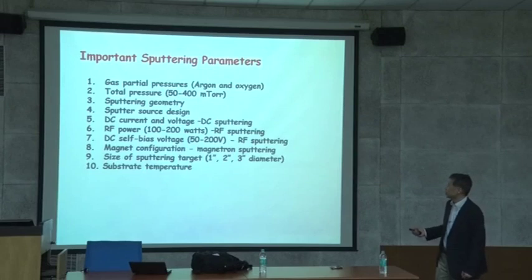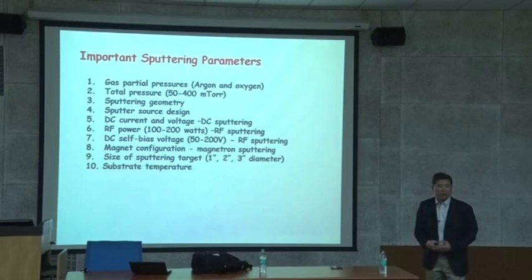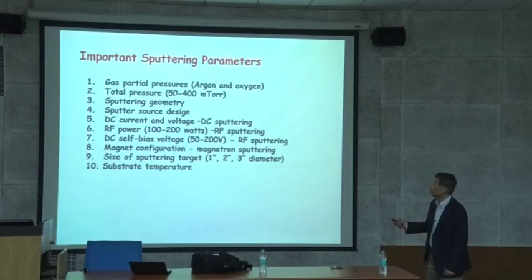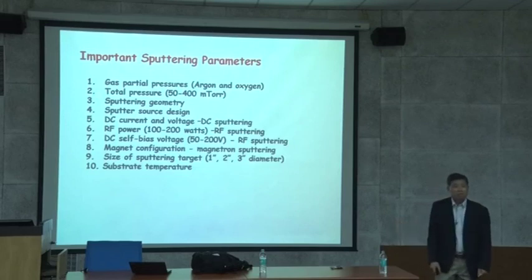The sputtering target diameter can scale up, and then you have the substrate temperature, which is common to all deposition techniques. So basically what you have to control is just a few of these parameters, and that's it. Very simple. Once you set these, every run is supposed to be very reproducible.